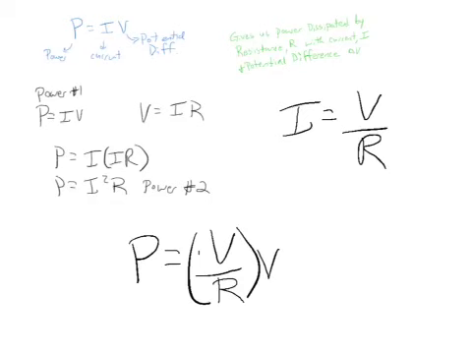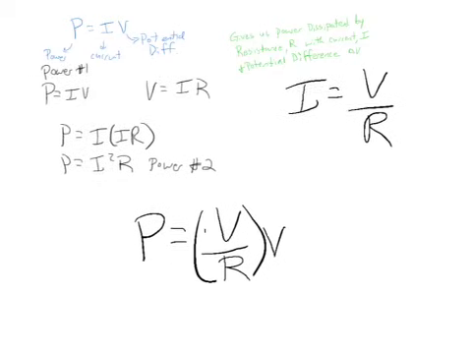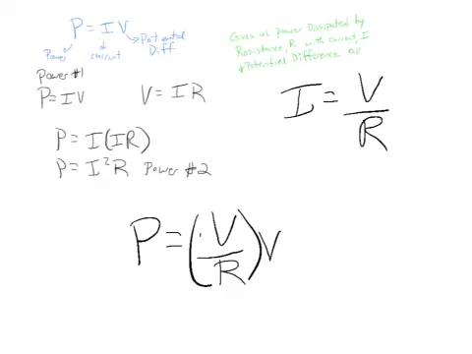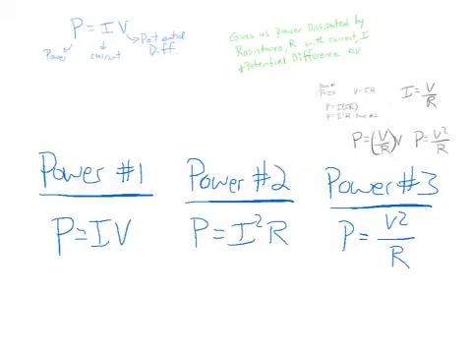We end up with this VR over V, or rather times V. So we simplify this, and we can see that it's P equals V squared over R. So there we have the three power equations. We have P equals IV, P equals I squared R, and P equals V squared over R, which we'll use depending on what information we're given and what we're looking for. Now, when you go to take the AP test, you're only going to be given this and Ohm's law right down there. So what you have to be able to do is derive these two from those.